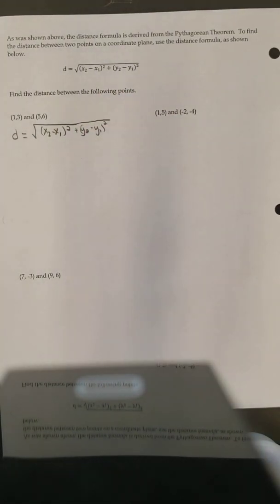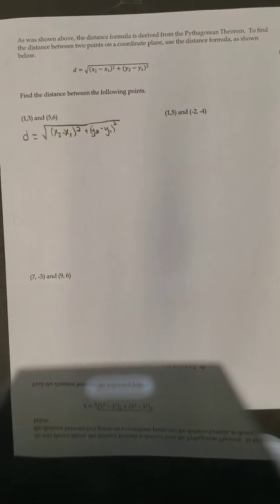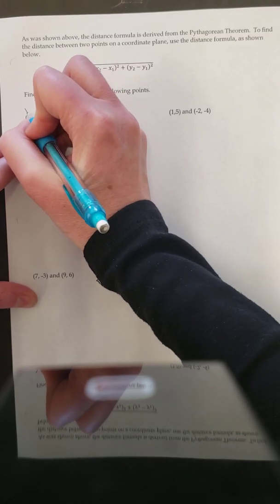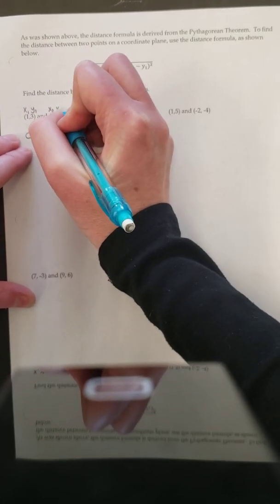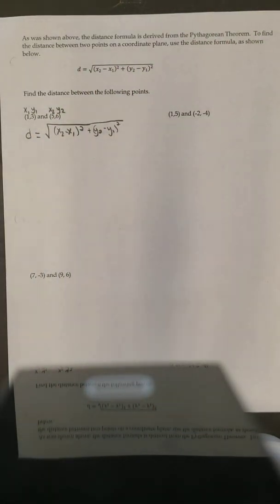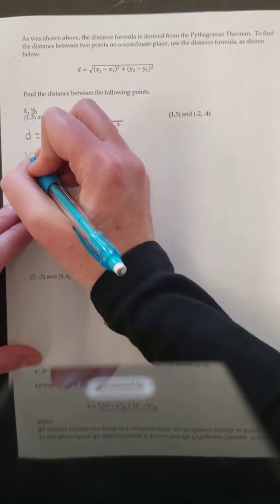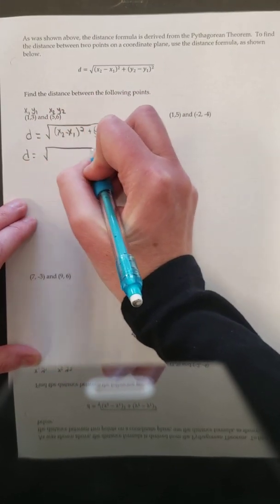Okay, so we got to figure out what's x1 and what's x2 and so on. Do just like we did when we were doing the slope formula and just label them ahead of time. It'll help you keep track of things. And again, it doesn't matter which is which. You just can't mix and match, x1 with y2. You got to keep the ones together and the twos together. So I've labeled them. Let's substitute in.